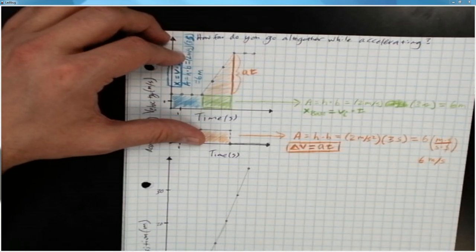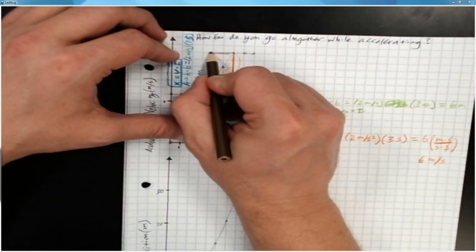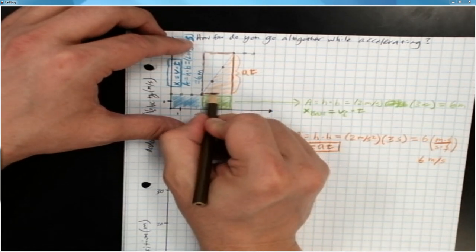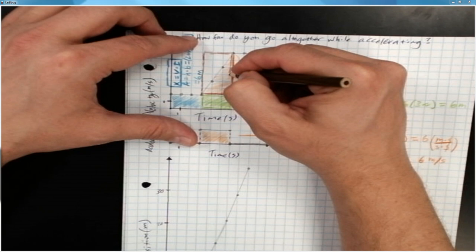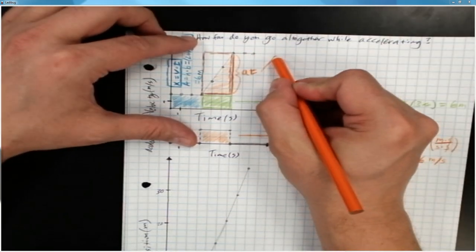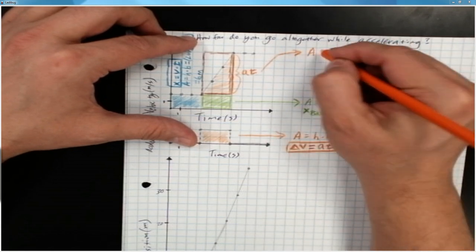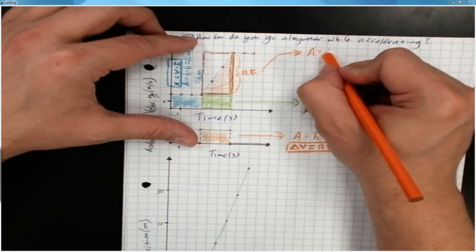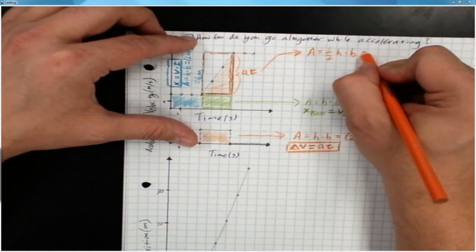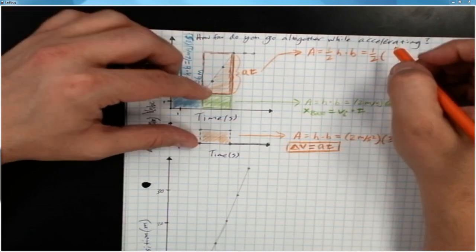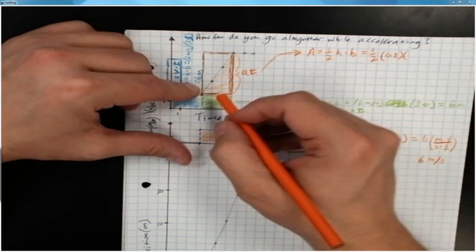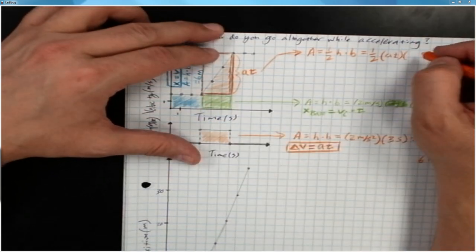Okay, so this is the rectangle. And I don't want to find all of this area. I only want to find part of it. I only want to find half of it. So the area here is going to be 1/2 of height times base, which is going to be 1/2 of AT times AT multiplied by, and my base is T.